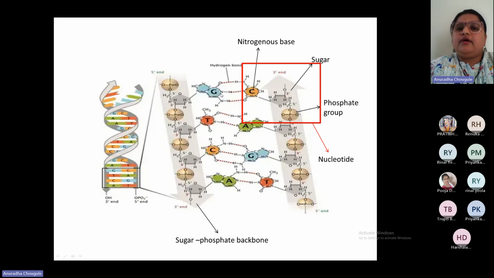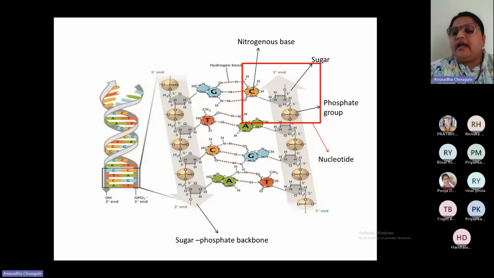The purines and pyrimidines are joined with a hydrogen bond. Guanine pairs with cytosine with 3 hydrogen bonds, while thymine pairs with adenine with 2 hydrogen bonds. And this is called the sugar phosphate bond because here phosphate and sugar are present. This is the structure of DNA.